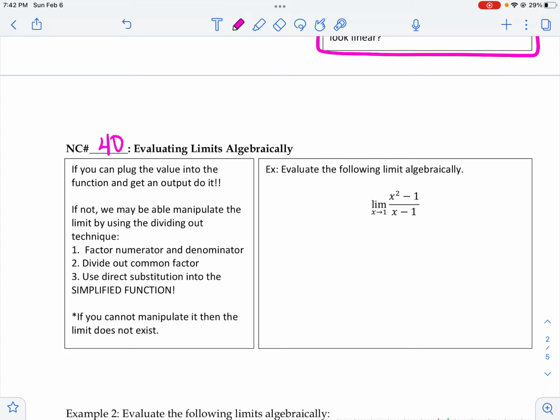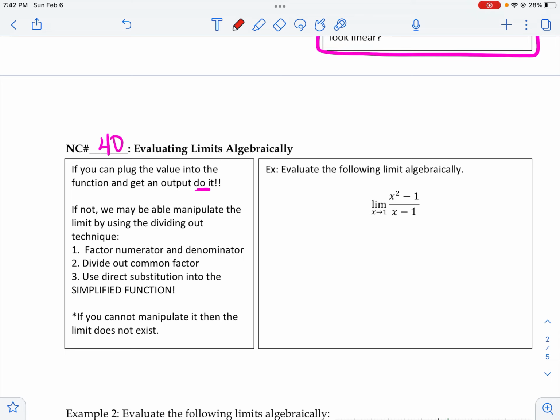So if you could plug the value into the function and get an output, do that. If not, we may be able to manipulate the limit by using the dividing out technique. We're going to factor to divide out the common factor and get that simplified function again. And we're going to use the simplified function for plugging in. If you can't manipulate it, then the limit just simply doesn't exist. But for this one, as you see, the graph shows a linear function because of the common factors that cancel out. So evaluate the following limit algebraically.